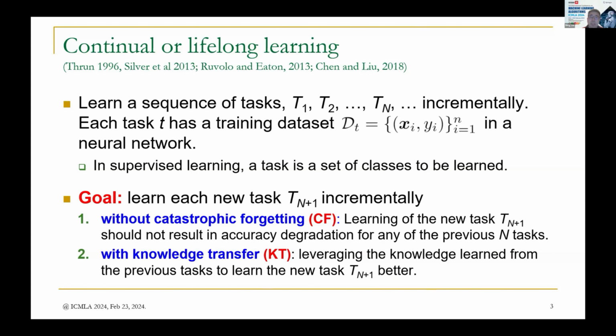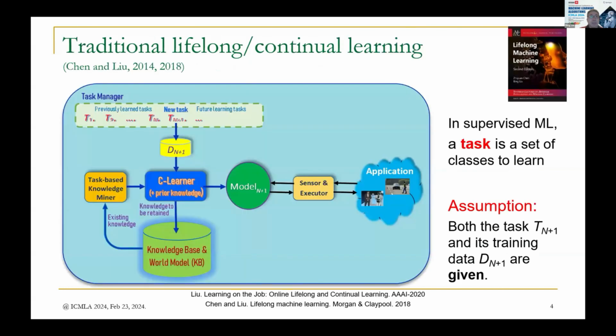And then more efficiently, probably with less data and a more accurate result. So if we see this in the picture, it's something like this. We have a sequence of tasks T1, T2, and Tn, and Tn plus 1, which is the new task. Sometimes we also call it the current task. Then as time goes by, we also have future tasks.